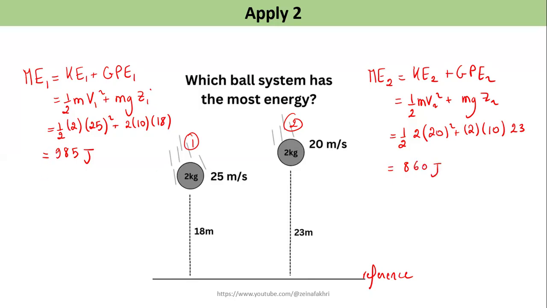Now after we found the values of the ME of each of the two balls at the initial position, we can compare. So we can say now, since ME1 is bigger than ME2, this means that ball 1 has the most energy.